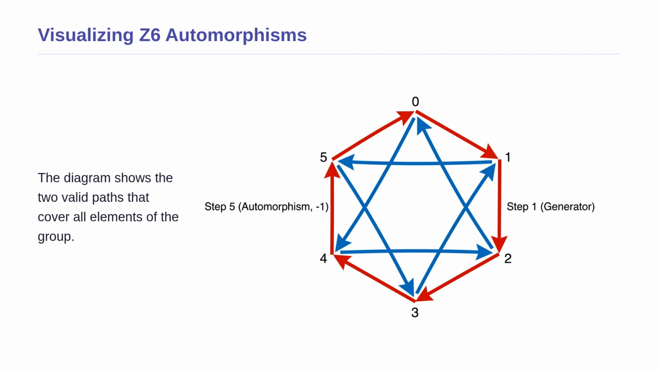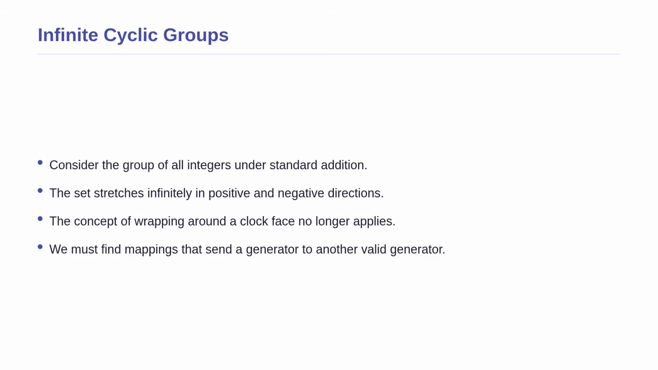Having mastered finite groups, let us look at an infinite cyclic group. We will use the group of all integers under standard addition. This means the set of all whole numbers stretching infinitely in both positive and negative directions. Because the group is infinite, the concept of wrapping around a clock face no longer applies. However, the core approach remains identical. We must find the generators of the group and then determine which mappings send a generator to another valid generator.